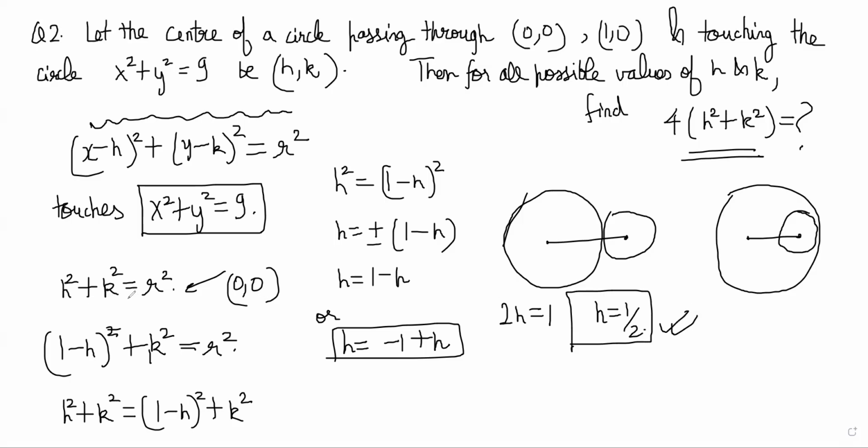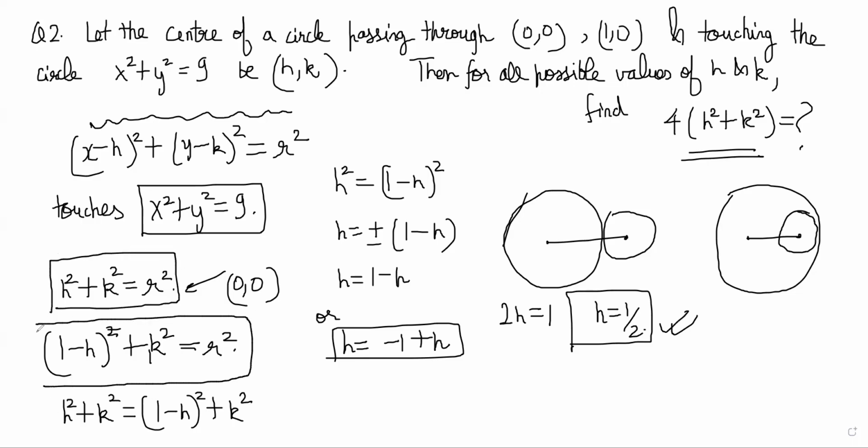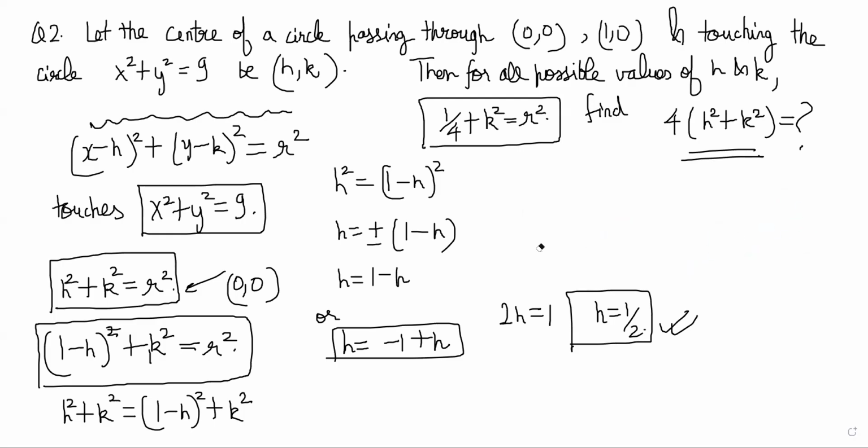And we also know that h square plus k square is r square, right? Technically, we have this equation now: 1 by 4 plus k square is equal to r square, right? Now we will check the condition that C1C2 should be R1 plus R2 or should be R1 minus R2, right? So what we have is the distance between the centers. One of the centers is (h, k). The other center of this circle is (0, 0). So C1C2 square is equal to h square plus k square, right?